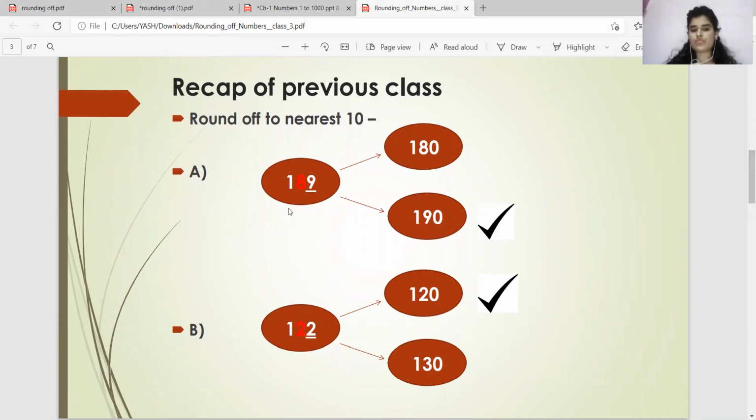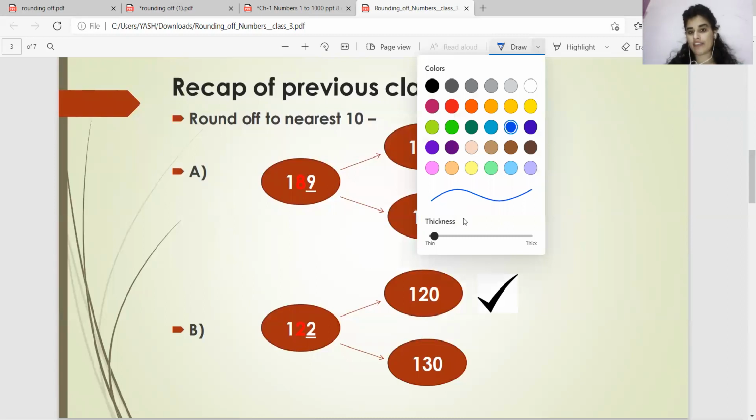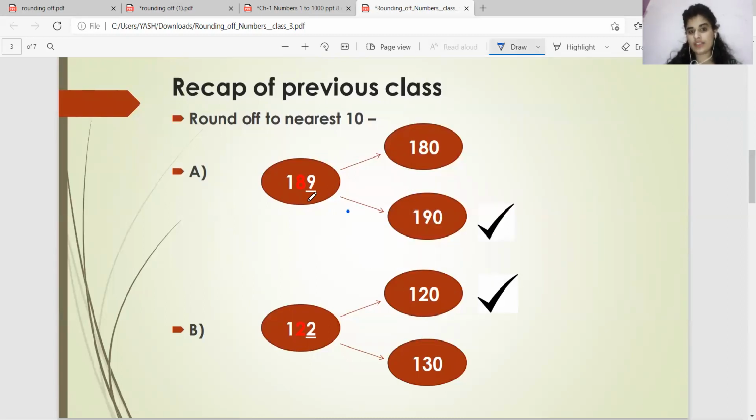We have two questions over here. 189, and we want to round this off to the nearest tens. The first step is to highlight the tens place. Here the tens place is 8. So highlight the tens place, like I have highlighted here with red color.